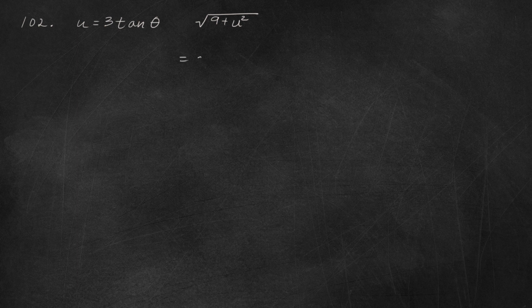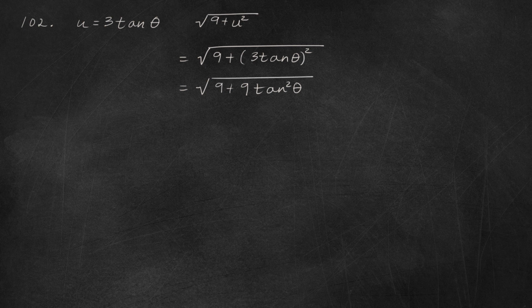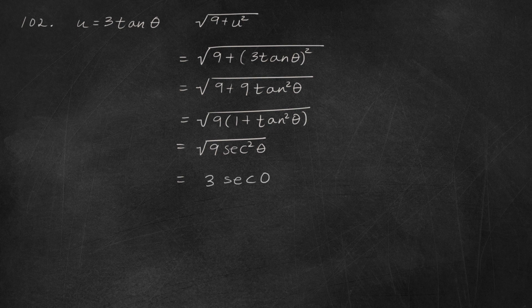So 9 plus u squared would be 9 plus 3 tan theta squared, which is the square root of 9 plus 9 tan squared theta. Now we can factor out a 9, and we have 1 plus tan squared theta. We have an identity for that. 1 plus tan squared theta is secant squared theta. And again, we have a perfect square under our square root. So this is 3 secant theta.